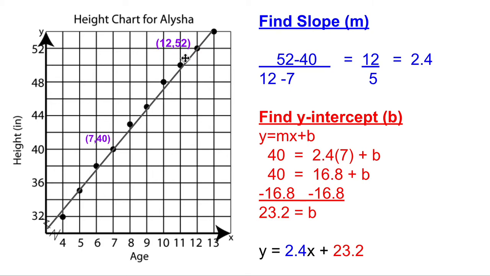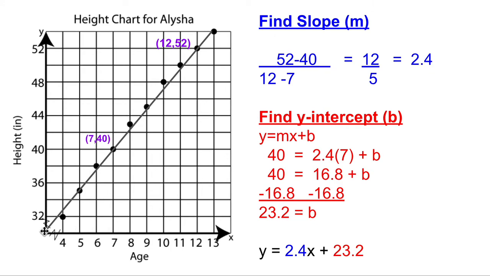So we draw our line of best fit, and I found 2 points. So over here at the age of 7, I found out that Alicia was 40 inches tall. And over here at the age of 12, I found out that she was 52 inches tall. Using my 2 points, I'm going to subtract my y's and subtract my x's to find a fraction of 12/5, which is equivalent to 2.4.